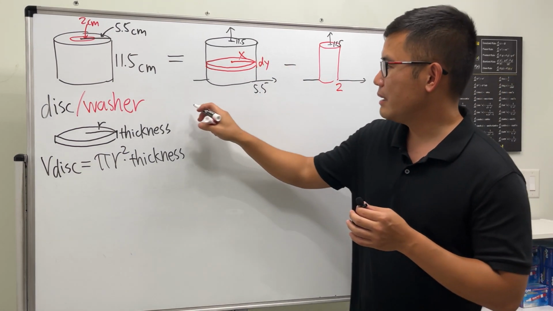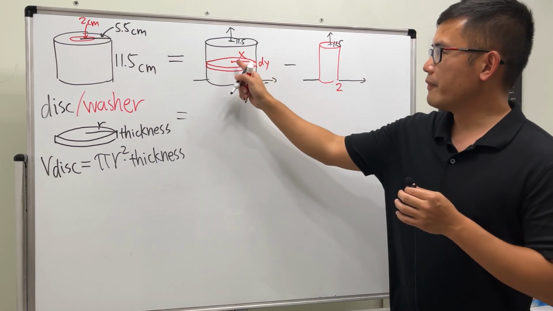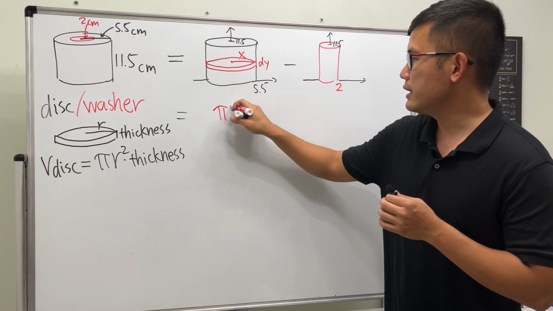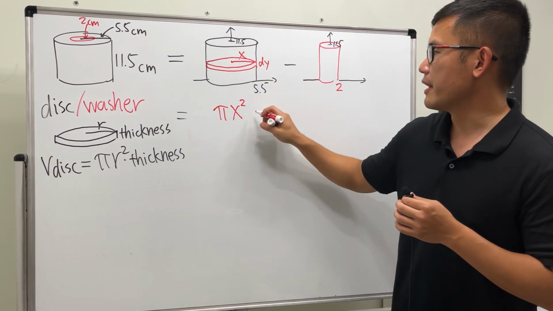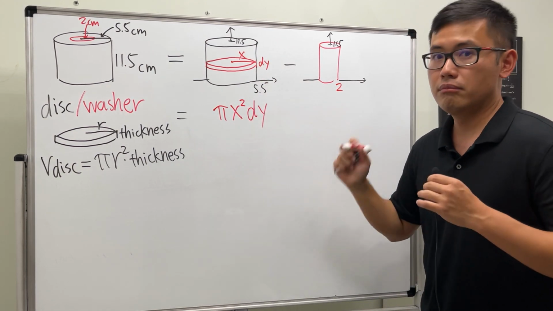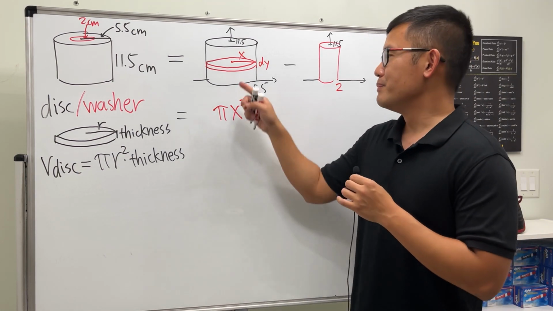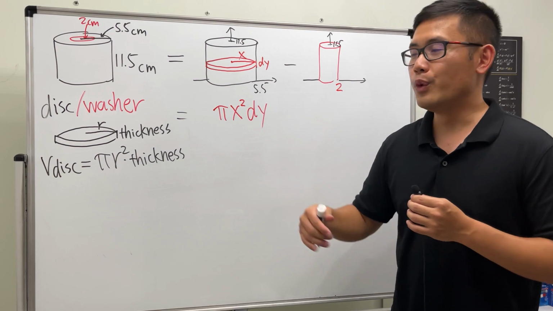With that being said, the volume of the red disk is just pi times the radius, which is x, squared, times the thickness, which is dy. That will do it. Okay? But this is not good enough, because this is just one disk. We want the whole thing.